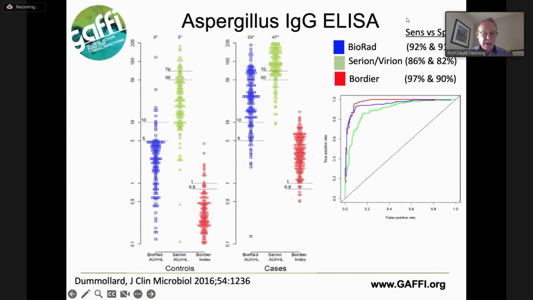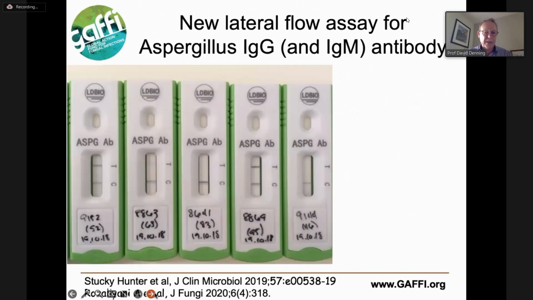And the lack of specificity reflects the fact that you can get an Aspergillus IgG from something other than chronic pulmonary aspergillosis. You can have Aspergillus bronchitis, you can have ABPA, you can have recovered from invasive aspergillosis. So there are other reasons for a positive Aspergillus IgG, and that's one of the reasons why the specificity is not 100%. So then there's this lateral flow assay that was introduced about 3.5, 4 years ago.